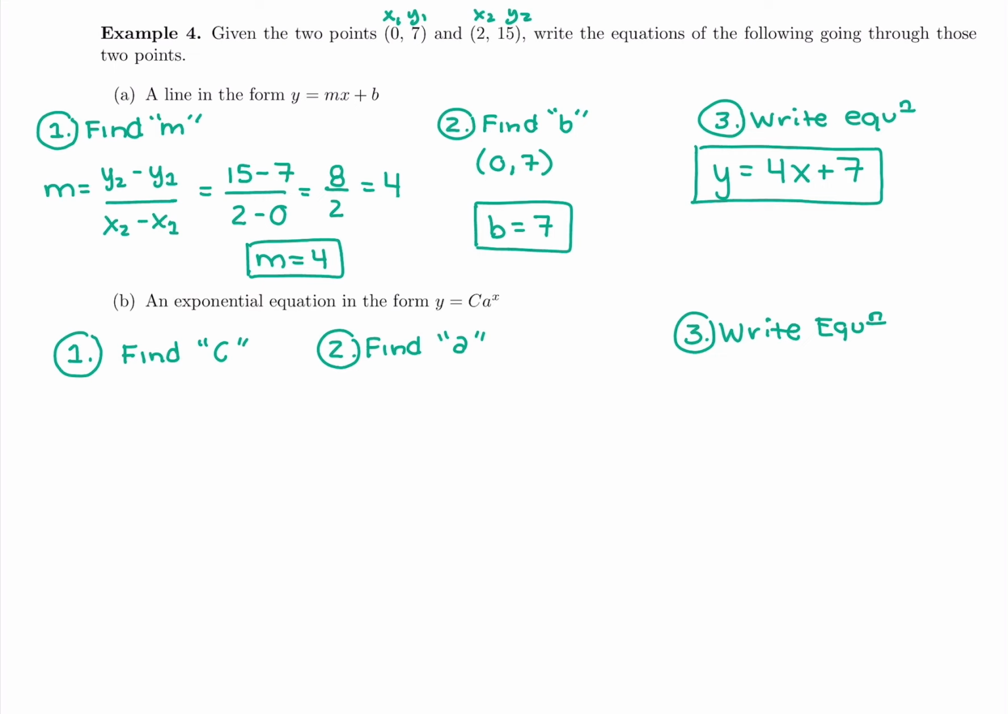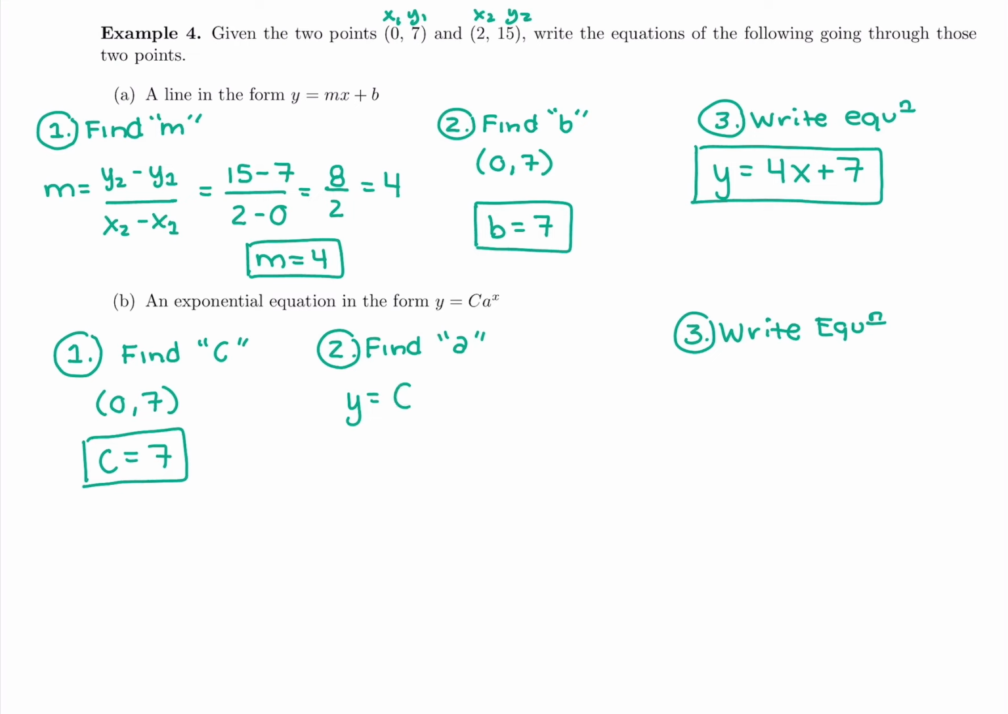So first of all, finding c. c is the initial value. So we were given the point (0, 7), which meant c was 7. Both c and b represent an initial value or starting point. They're just called different letters in different types of functions. My next step is to find a.